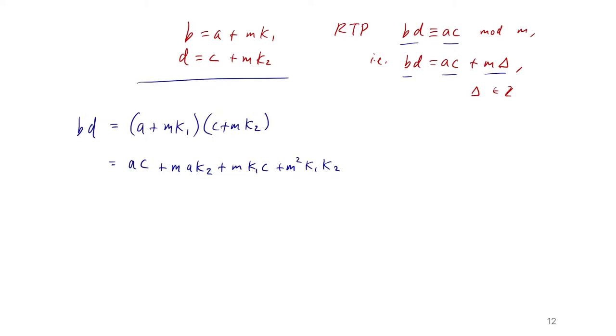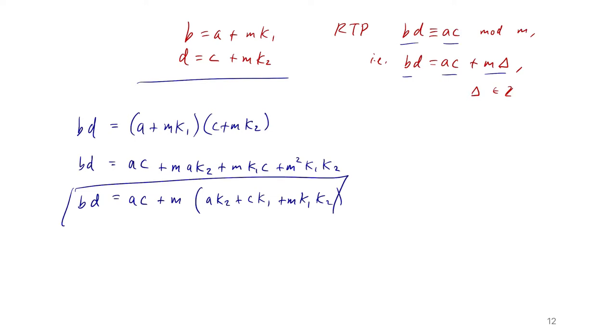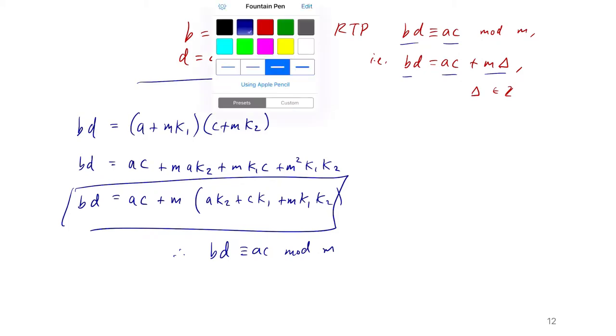Is everyone okay with that expansion? Now I can write this as AC plus M times a bunch of other stuff: A K2 plus C K1 plus M K1 K2. And we're done because I've accomplished the goal. I wanted to write BD as AC plus M times some integer, and that's exactly what I did. Therefore, I can say BD and AC are equivalent. Is that clear? The main takeaway of all of this is you can make these simplifications in any order you want. The end result will be okay.